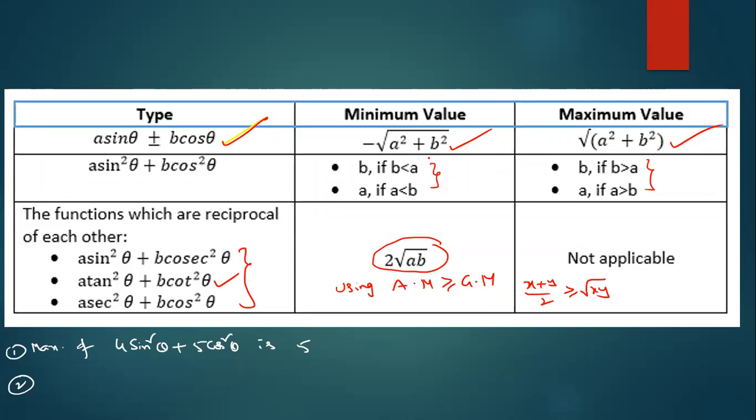But sir, when do we have to use AM-GM? See, if X is A sin square theta, Y is cosecant square theta. What are you observing? Both are reciprocal to each other. Sin and cosecant both are cancelled. Tan and cot both are cancelled. Secant and cos both are cancelled. At that time only it will be easy to apply AM is greater than or equal to GM.